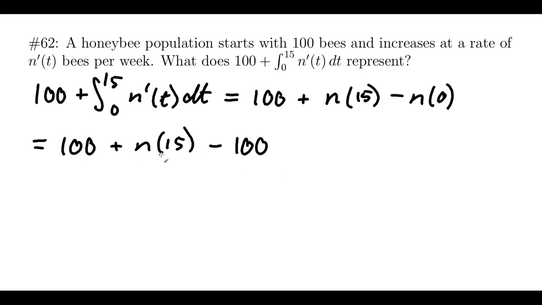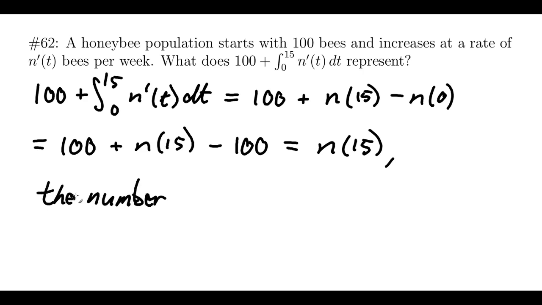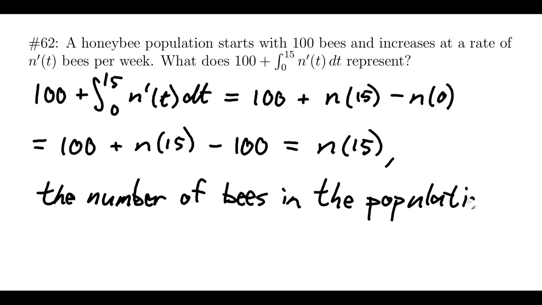So now we see we have 100 plus n of 15 minus 100, and that leaves us with just n of 15, which is the number. There's a suggestive labeling here with n for number. The number of bees in the population after 15 weeks. So this is what this expression represents. So that's one way to look at this.